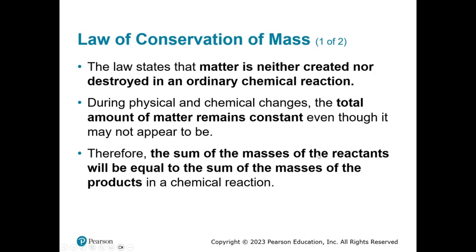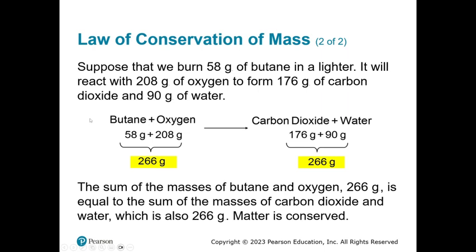So the sum of the masses of the reactants will always be equal to the sum of the masses of the products. So if I have 58 grams of butane that is exploded or combusted in 208 grams of oxygen, that'll give me different things than I started with. I won't have any butane or oxygen to start with, but I will now have 176 grams of carbon dioxide and 90 grams of water. The masses of these sum up to be identical. That's because we can't create or destroy matter, nor can we do that to energy. We can only just transfer forms.